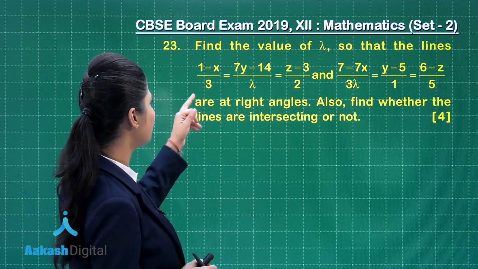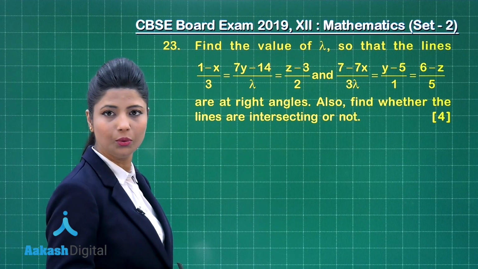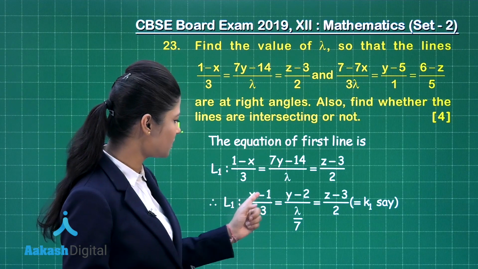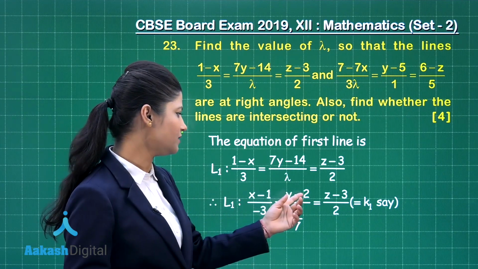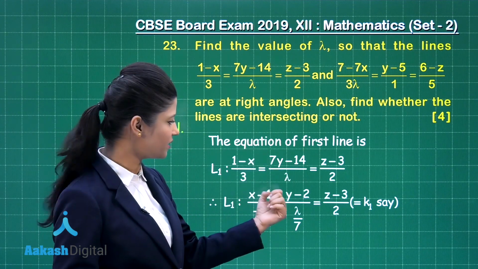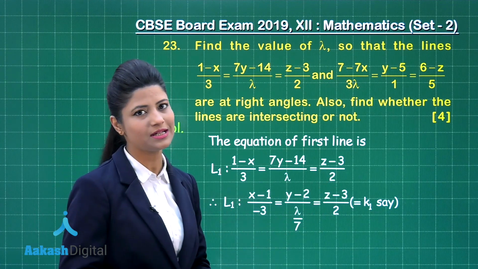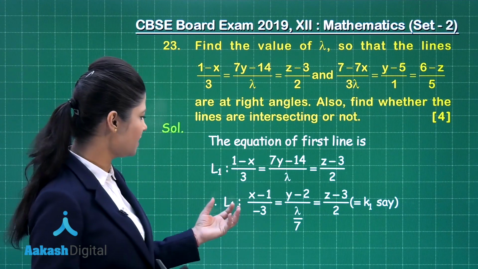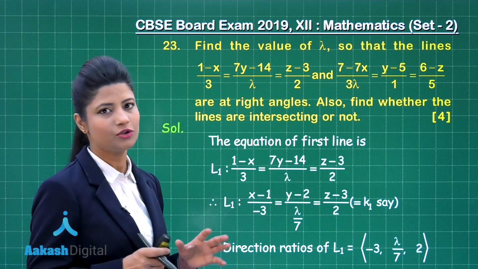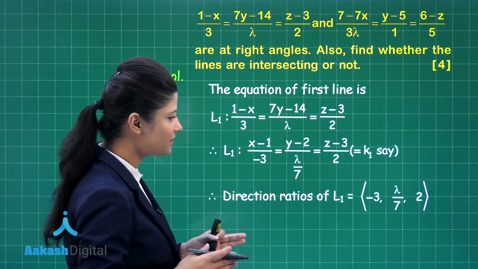Firstly I have (1 minus x) upon 3 equal to (7y minus 14) upon lambda equal to (z minus 3) upon 2. This is the equation of the first line. When you represent it in the standard form, I get (x minus 1) upon minus 3 equal to (y minus 2) upon (lambda by 7), where I have taken 7 common from these two terms and brought it into the denominator. Here I have (z minus 3) upon 2. Let's consider this is all equal to the constant k. As per the standard equation, I get the direction ratios as minus 3, lambda by 7 and 2. So you can definitely state that the direction ratios for L1 will be minus 3, lambda by 7 and 2.